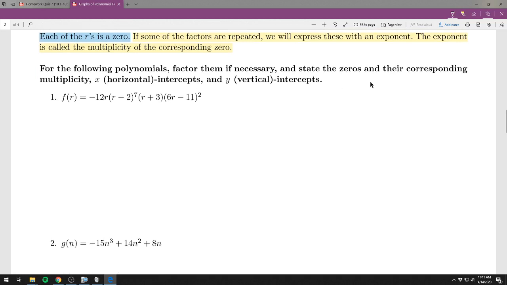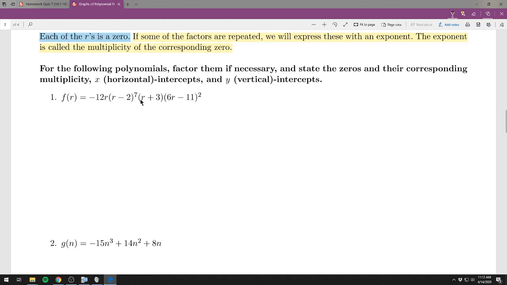All right, we've got a couple problems here just to talk about these new things and some old topics that you would need to figure out if you wanted to graph it. It says for the following polynomials, factor them if necessary. This first one is factored for us. The second one down here is not. And state the zeros and their corresponding multiplicity, the x-intercepts or horizontal intercepts, you might see it written on the homework, and the y-intercepts or the vertical intercepts.